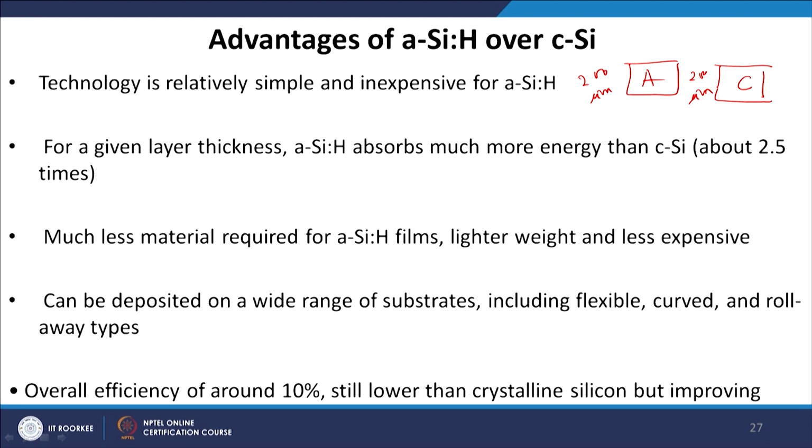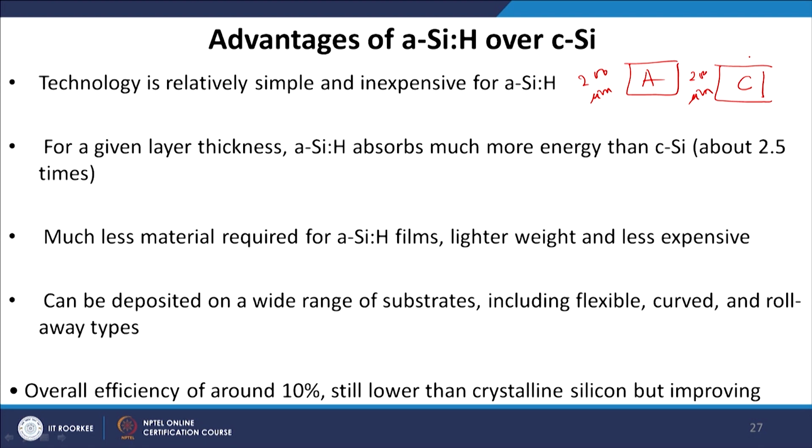So, what it means is that the light absorption by the amorphous silicon solar cell is much higher than the crystalline silicon solar cells, almost 2.5 times. So, that means we do not need to make a 200 micron thick amorphous film, even if we wanted to get the same absorption for a desired thickness of crystalline silicon. Here we need much less material for the amorphous silicon films. They are lighter weight and they are also less expensive.